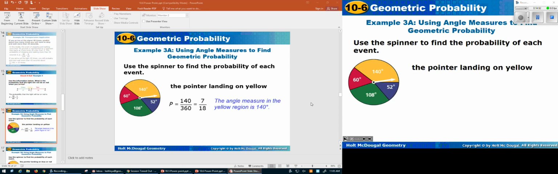All right, so let's look at the spinner. Spinner is the same idea, but now we're dealing with angle measure. So what's the probability that it lands on yellow? Again, your answer should be probability of yellow equals.